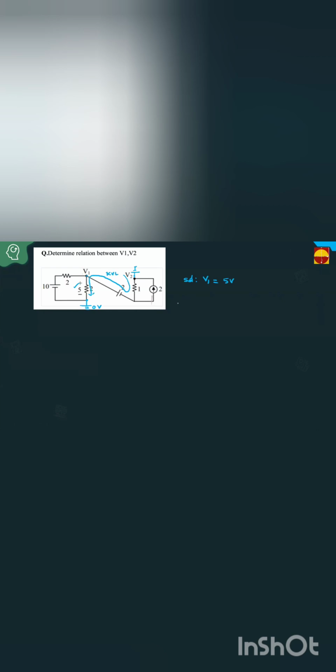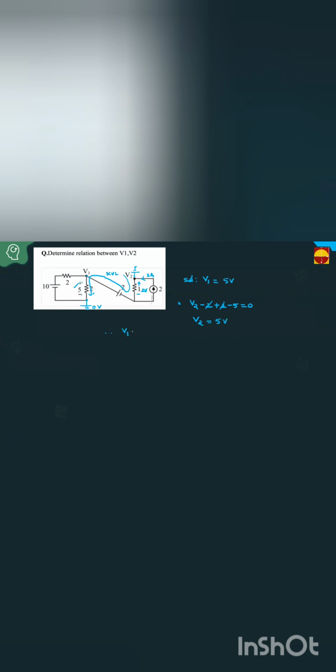Negative to positive, positive V2. Negative to positive, positive. This is how much? 2 volts now. Already 2 amperes of current is flowing here. Positive to negative, negative, minus 2. Negative to positive, positive, plus 2. Positive to negative, negative, minus 5 equal to 0. Then what is V2 equal to? Minus 2 plus 2 cancel. V2 equal to 5 volts.